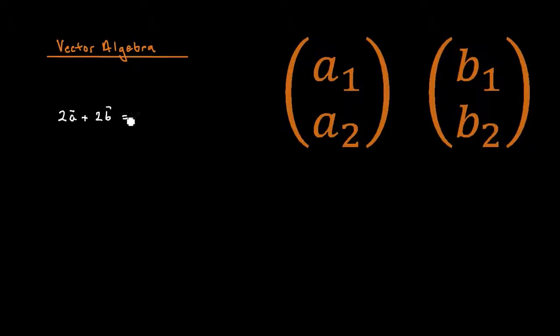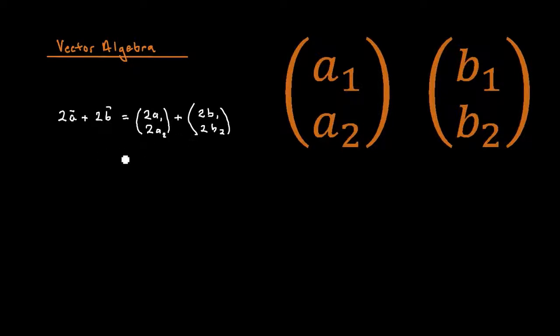How would we resolve that? Well, we'd end up with, obviously, 2a1 and 2a2. That's our first step, if you like. And then added to that 2b1 and 2b2. So that's done the scaling.